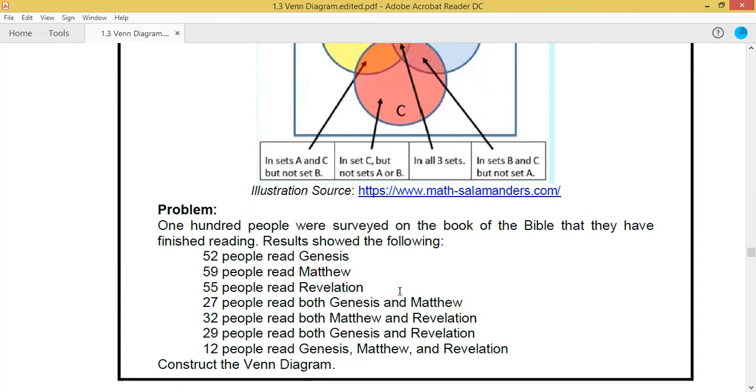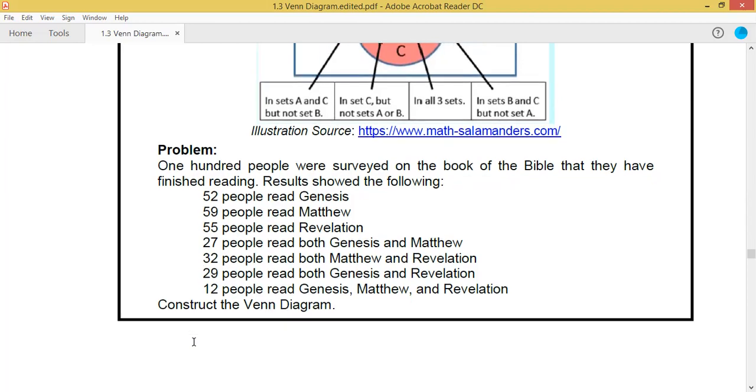In the first example, 100 people were surveyed on the book of the Bible that they have finished reading. Results show the following. 52 people read Genesis, 59 read Matthew, 55 read Revelation, 27 read both Genesis and Matthew, 32 read both Matthew and Revelation, 29 people read both Genesis and Revelation, and 25 people read all three. Now we construct the Venn diagram.